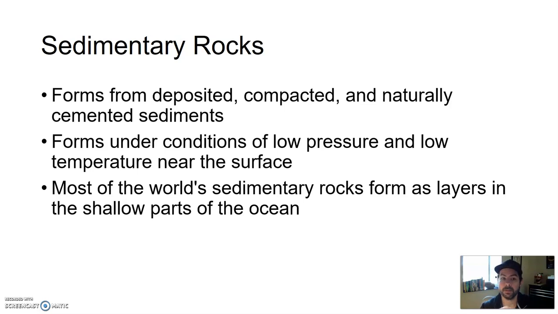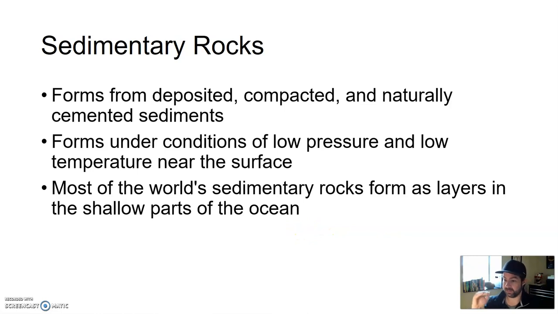the ocean. So if you're looking at a sedimentary rock, for instance, if you go to the Grand Canyon, those are all layers of sedimentary rock. They're deposited, compacted, naturally cemented together from loose sediment, and now form a good solid rock. Almost all of those layers are sedimentary rock. What that indicates is that almost all those layers formed in the shallow parts of the ocean.